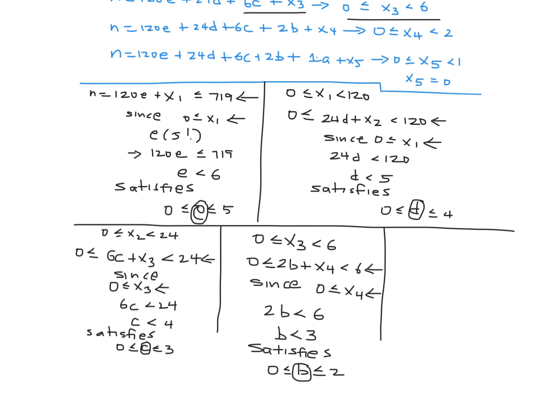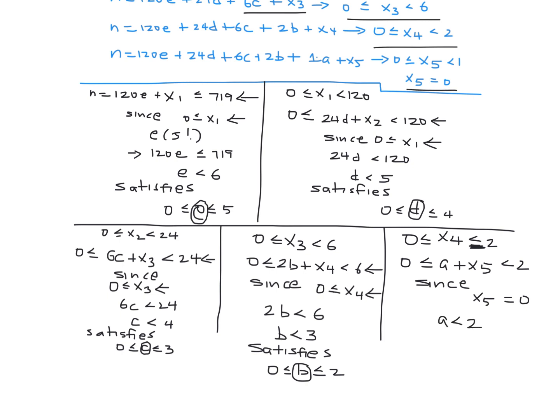And then finally, by this point, you're an expert. You can do the last one, which is a. x4 is less than 2, greater than 0 from up there. And x4 was representing a plus x5. I think that shouldn't be there. It's just less than. And then since we know that x5 is actually 0, a is less than 2. And that satisfies the final parameter, which is that a is less than or equal to 1, greater than 0.